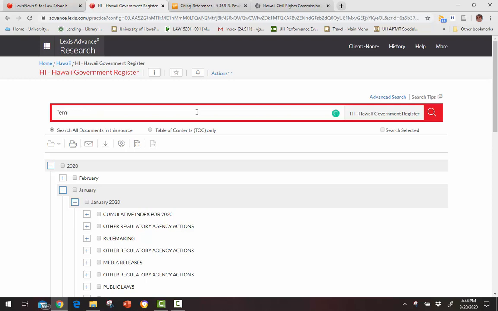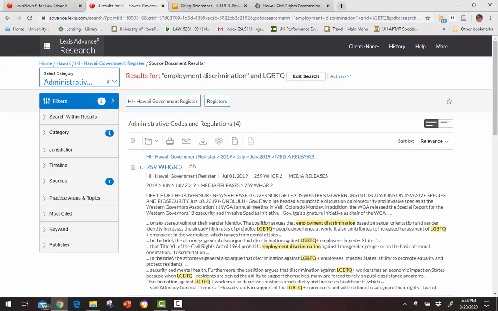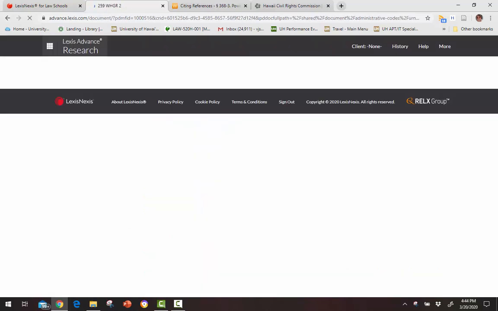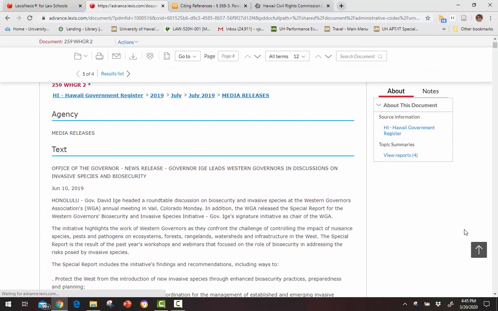So we can do a search here just to see what the results look like. We're going to stick with our employment discrimination search. We're going to make it a little bit more precise because I don't want to get too many results. So I'm going to limit it to LGBTQ to see what Hawaii is doing to protect the rights of our LGBTQ population. Okay, so what are we looking at, Professor Lenz? So this one is actually just a media release. The Government Register in Hawaii will collect all the media releases by each of the agencies and the departments and publish them in the Government Register, along with everything else, the proposed rules, also minutes from meetings that have occurred at the departments and the agencies, and also any new public laws that have come down.